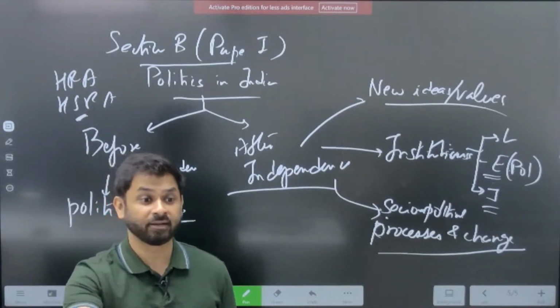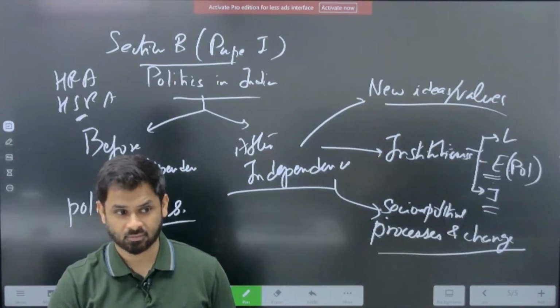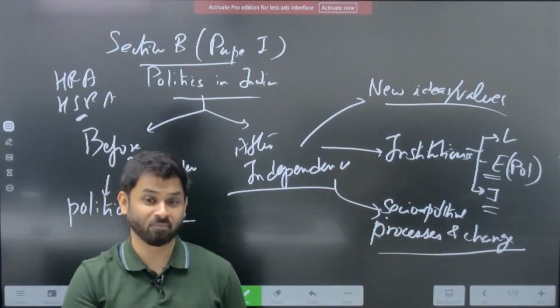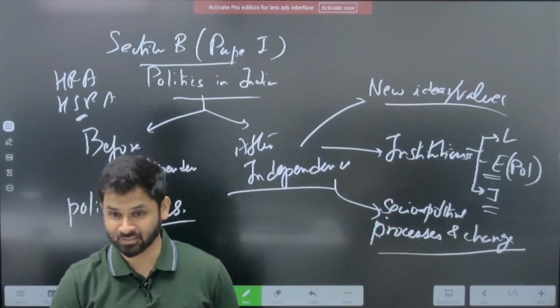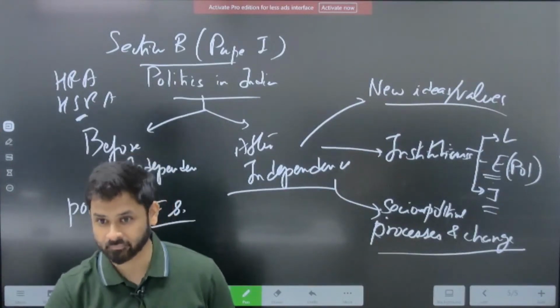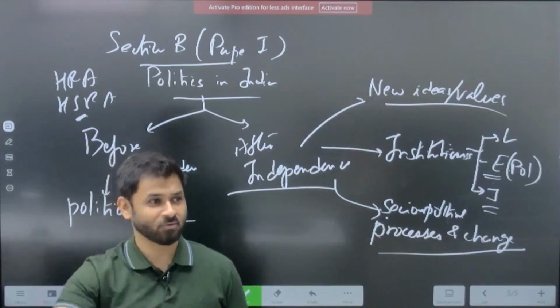1977, AIADMK as a party came into existence, right? Who was the leader? M.G. Ramachandran. There was a new trend of film actors becoming leaders and launching their political party. 1982, Telugu Desam Party, NTR. Another new phase of regional parties.